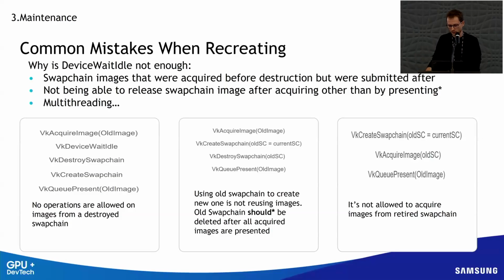The third most common issue is a very simple one: you try to acquire an image from a retired Swapchain. This is not allowed by the spec.